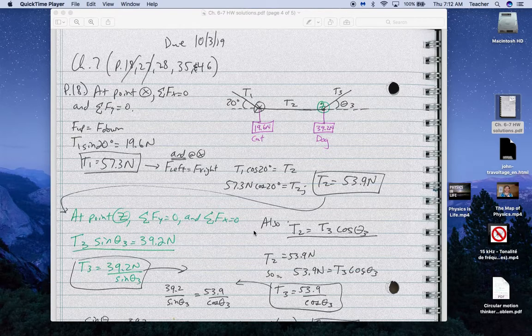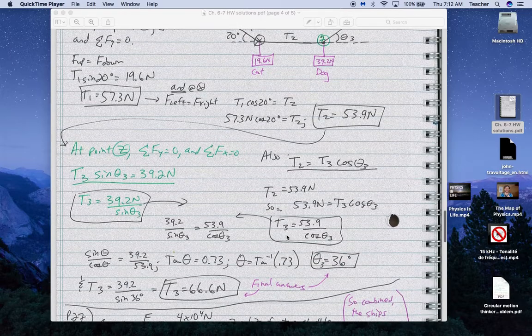I also know that the downward component here would equal the vertical component of T3. So I have two separate equations. T2 is equal to T3 cos theta 3, and T3 sine theta 3, which is the upward component of T3, would equal the weight down. So because of that, I can rearrange to solve for T3 here, and T3 here, and I can put those together.